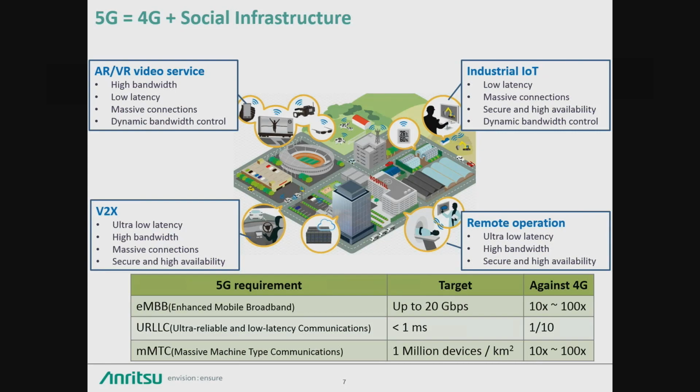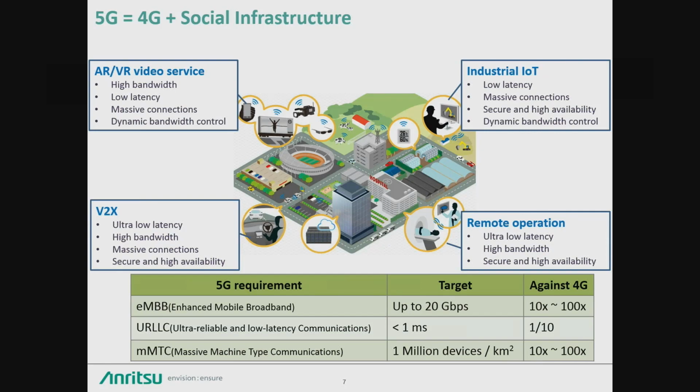First, in the enhanced mobile broadband, you see the targets up to 20 gigabits per second. That's anywhere from 10 times to 100 times the bandwidth requirements of 4G. You look at ultra-reliable low latency communication. We just saw this one. We saw less than 1 microsecond end to end. That's 1/10 of what the requirement was for 4G.